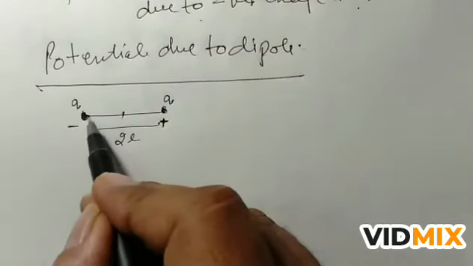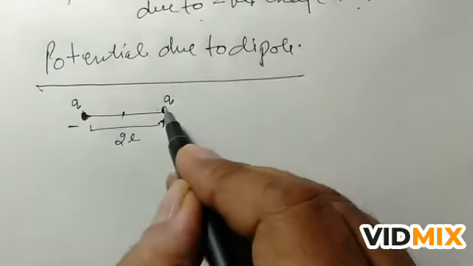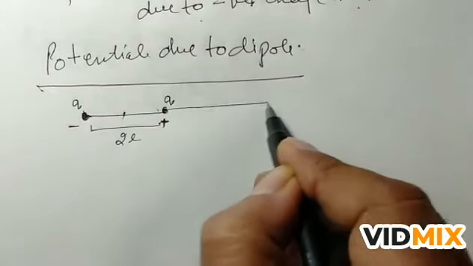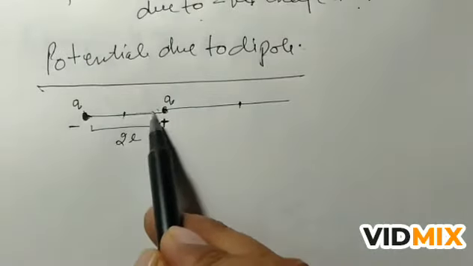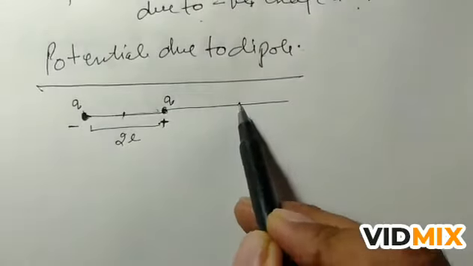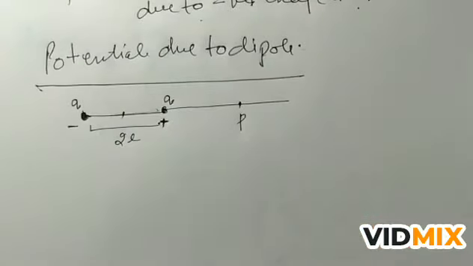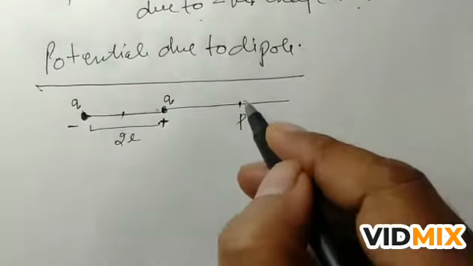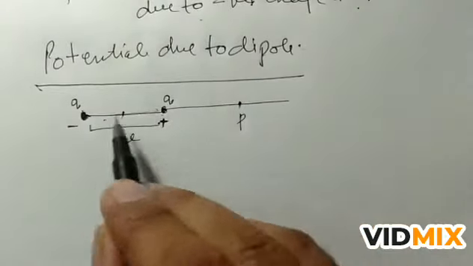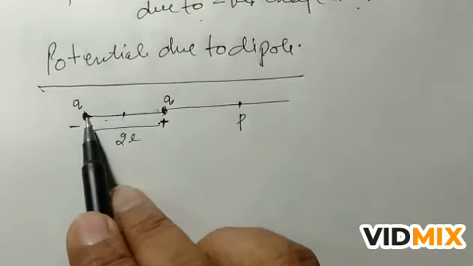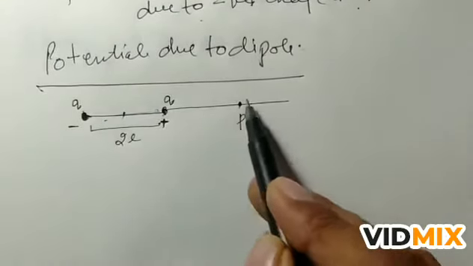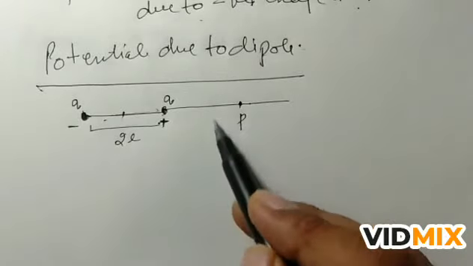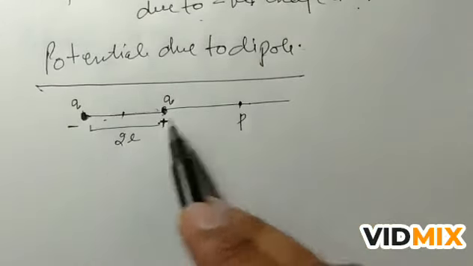So we are going to find the potential due to this dipole at a point which is on the axis of this dipole. On the axis of the line joining this dipole, we take some point P where we have to find the potential due to these two charges. This is our plus charge, this is our minus charge. The potential at this point due to one will be positive, and due to the other negative, and we have to find the total potential at this point due to these two charges.